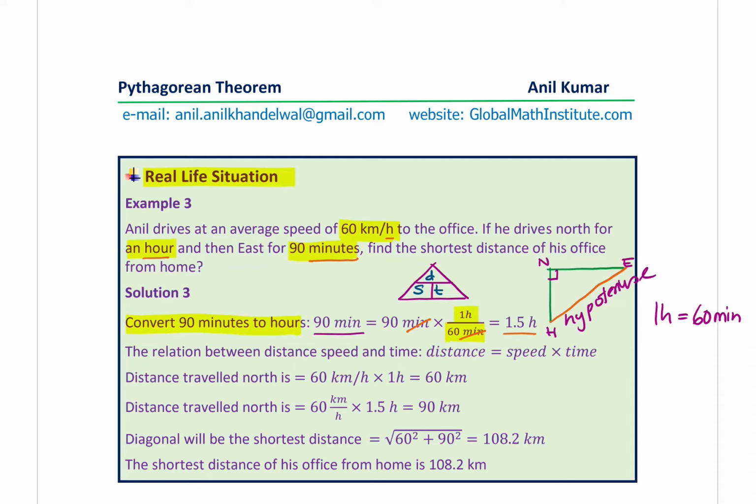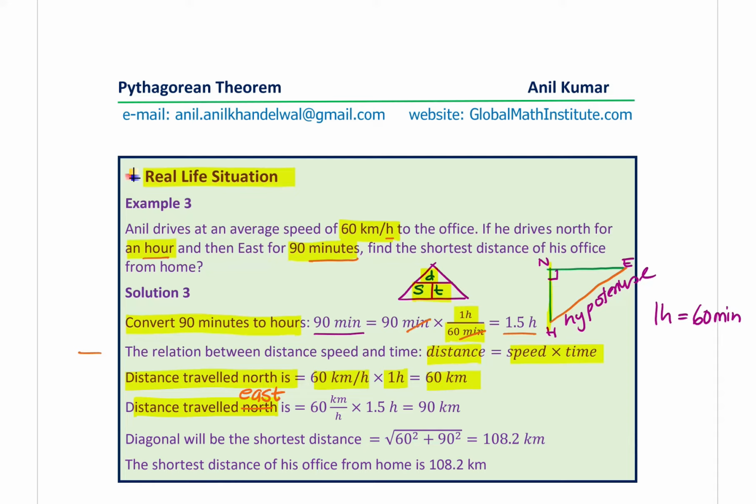Now, the relation between distance, speed, and time is, as I was saying, distance equals speed times time, right? So that is the relation. So let's find the distance traveled north first. The distance traveled north will be 60 kilometers per hour times 1 hour, which gives us 60 kilometers. Now the distance traveled towards the east, let me write, this is east, right?